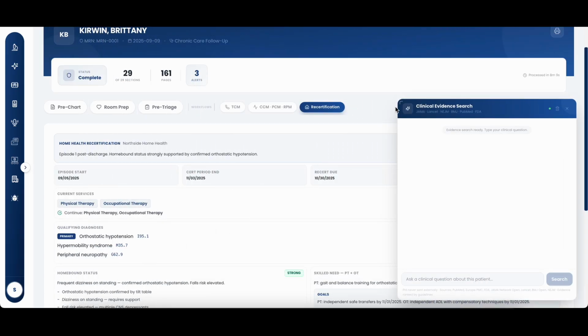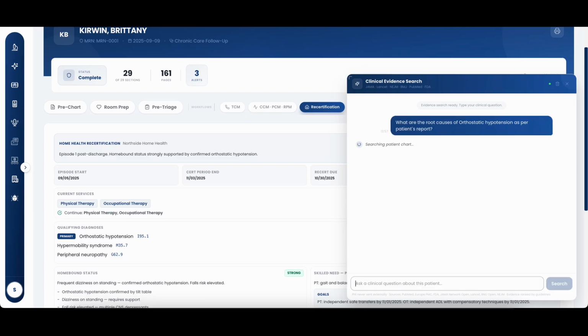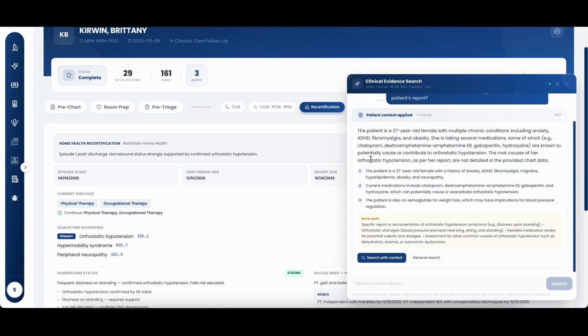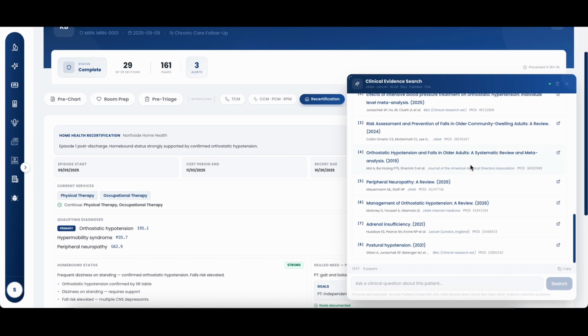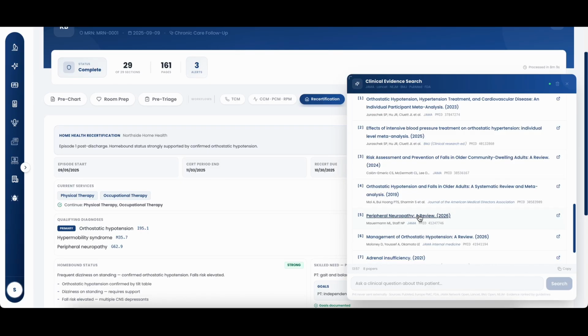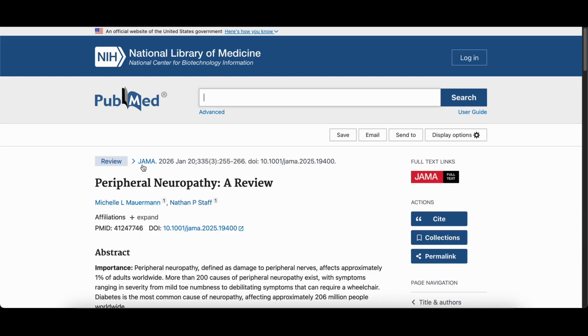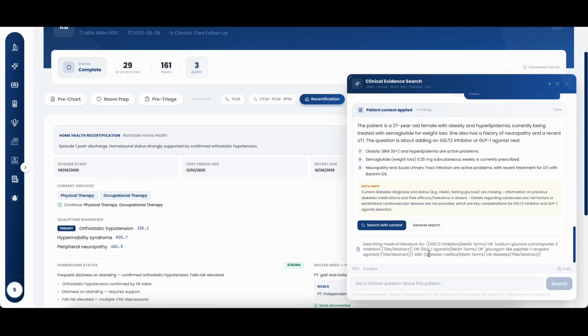For clinical questions during care or when something needs to be checked against established literature, sources like NEJM, JAMA, and major guideline bodies, ask in plain language. The system uses this patient's data, labs, medications, and conditions. Before running, it shows exactly what patient context is being used. The result is patient-specific, with citations and evidence level. All answers are grounded in the context of this patient, not generic summaries. A generic search is also available, with results pulled directly from published medical literature.